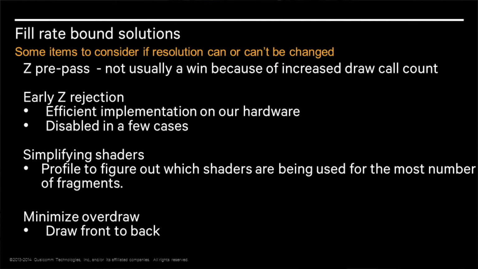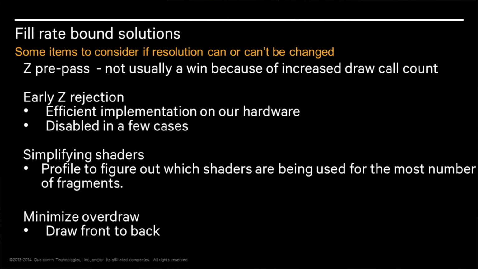Early Z rejection, which is an integral feature in our tile-based rendering architecture, is highly efficient and usually done automatically. Now, there are a few cases where early Z rejection is disabled, such as when your fragment shaders write depth, but check our Adreno developer guide on the Qualcomm Developer Network for more details.